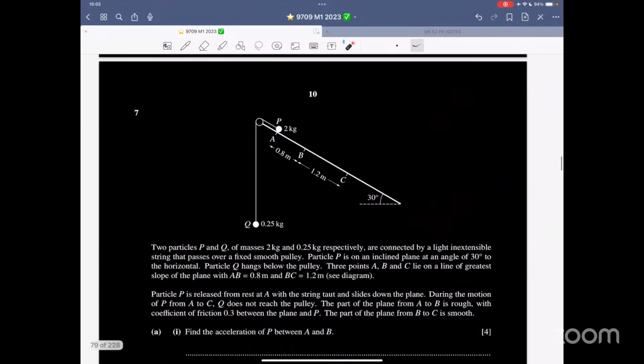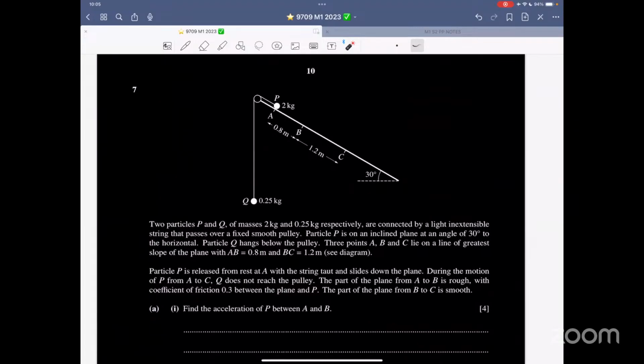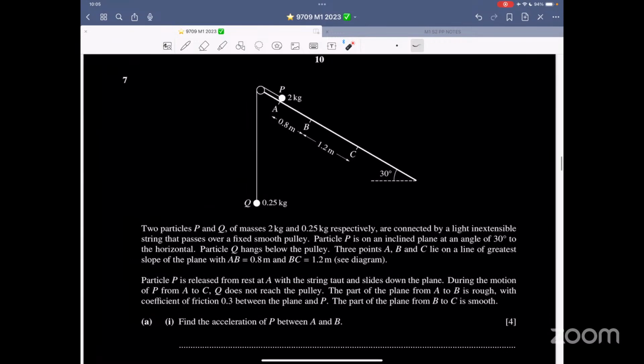So now let's look at question number 7. It says two particles, P and Q, of masses 2 kg and 0.5 kg. So now over here, what are we interested in? We are dealing with an inclined plane, and then some distances are given over there. Looks like a tough question. Normally, question number 6 and question 7 are sometimes earlier also.